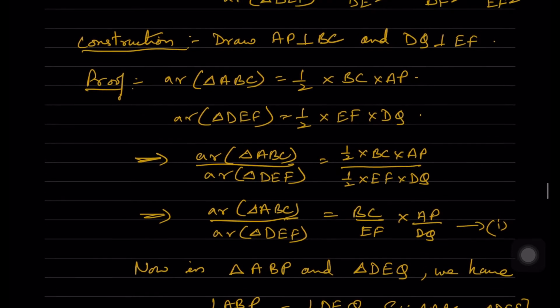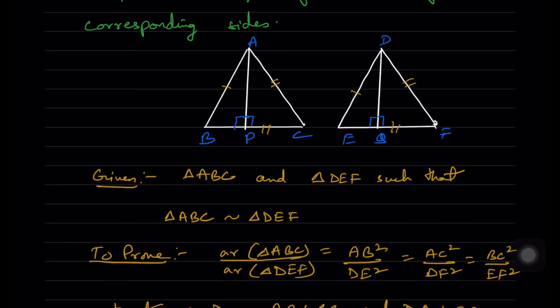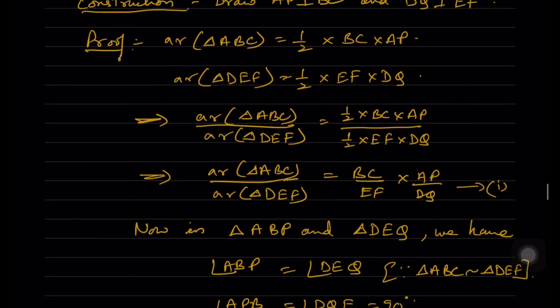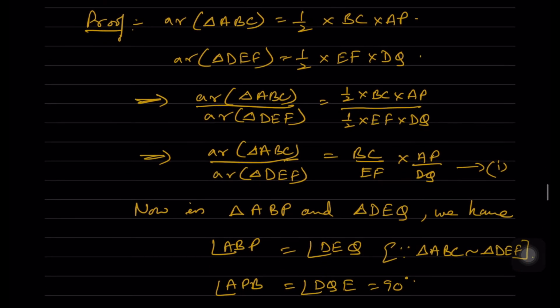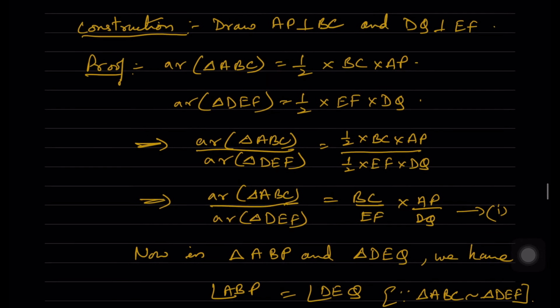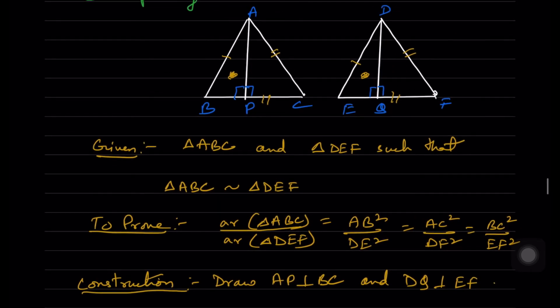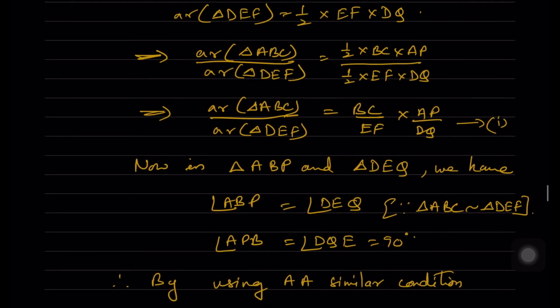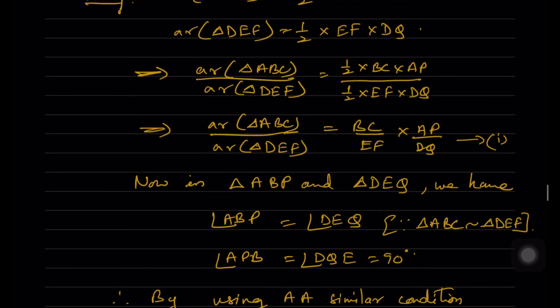Now in triangles ABP and DEQ, what do we have in this? We have angle ABP is equal to angle DEQ. These two angles are equal. Therefore here you can see, since triangle ABC is similar to triangle DEF, the corresponding angles are equal. So therefore you get this. Then we also have angle APB is equal to angle DQE, which is equal to 90 degrees.